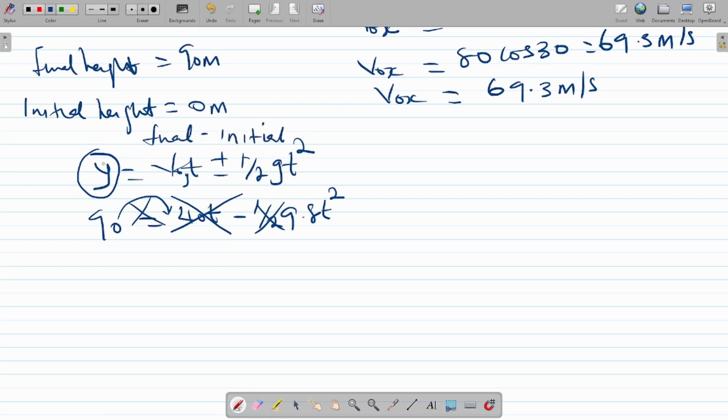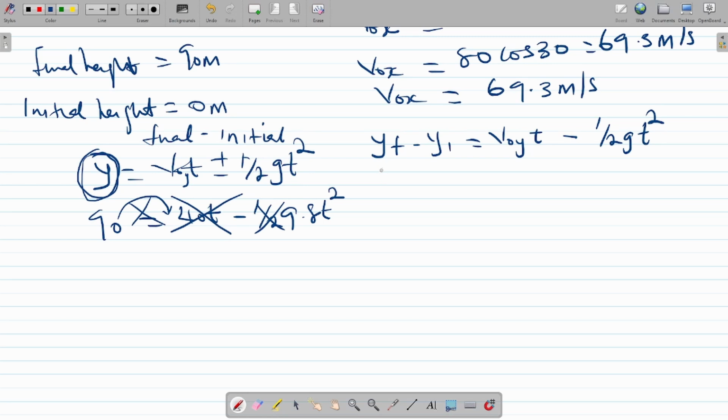So that means that you're going to open this up. You're going to break this into two. And we now say y final minus y initial is equal to v naught y t minus, why are we using minus? Because it's going upwards, half g t squared. And let's continue with our solution.